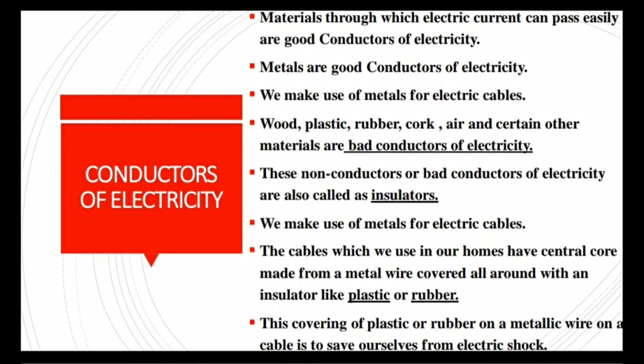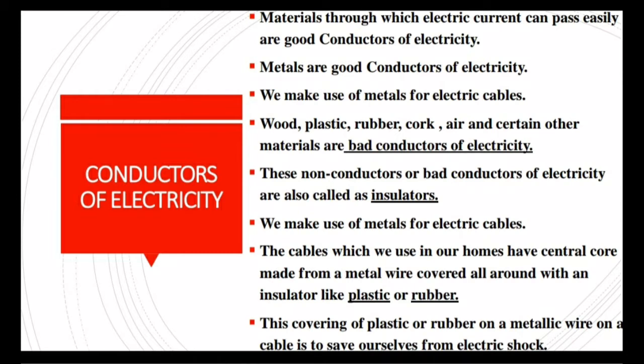Wood, plastic, rubber, cork, air and certain other materials are basically bad conductors of electricity because they cannot pass electric current through them. These non-conductors or bad conductors of electricity are called insulators. So what are insulators, students? Non-conductors or bad conductors of electricity are also known as insulators.